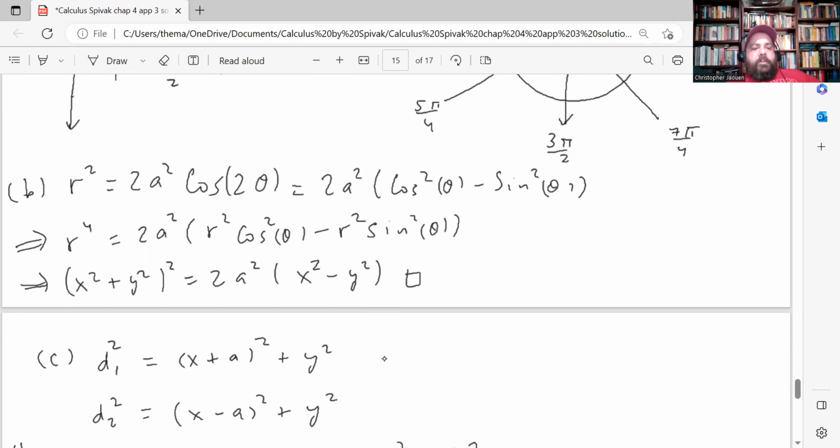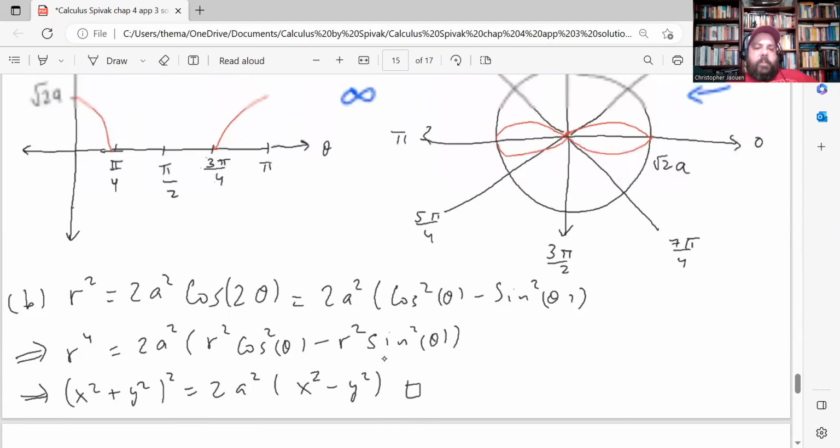And then r to the fourth, which is r squared squared, right, is equal to x squared plus y squared, squared, equals on the right-hand side 2a squared. If you remember, r cosine theta is x, so r squared cosine squared theta is x squared, and r squared sine squared theta is y squared. And that gives you the Cartesian equation for the lemniscate. Okay, so that's part B.